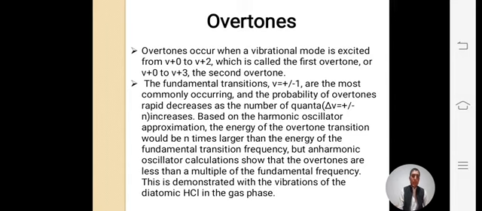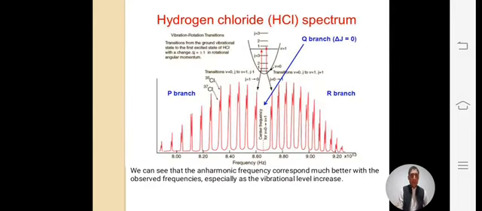Based on the harmonic oscillator approximation, the energy of the overtone transition would be n times larger than the fundamental transition frequency, but the anharmonic oscillator calculation shows that the overtones are less than a multiple of the fundamental frequency. This is demonstrated with the vibration of diatomic hydrochloric acid in the gas phase. We can see in this figure that the anharmonic frequencies correspond much better with the observed frequencies, especially as the vibrational level increases.